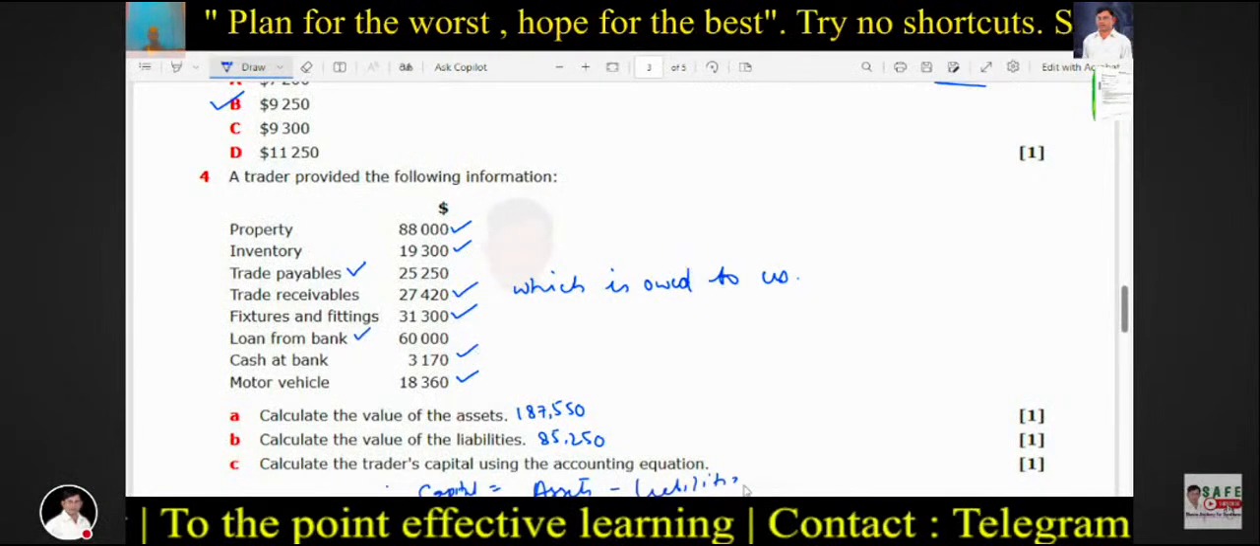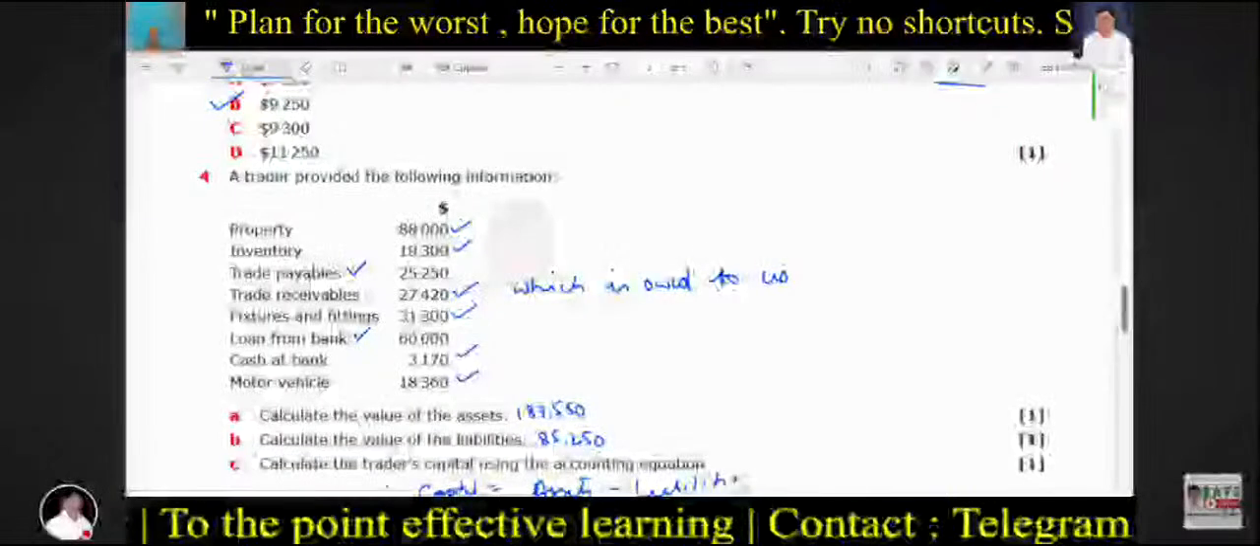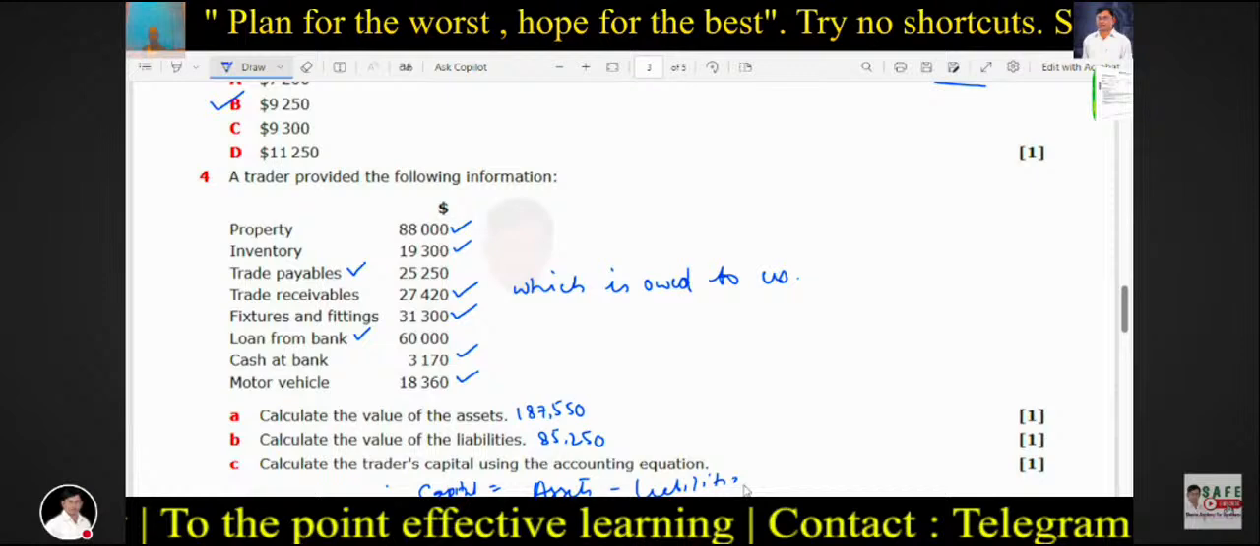So this is the accounting equation, right? So what is the other way we write? Assets is equal to liabilities plus capital. So how do we calculate? So 187,550 minus 85,250. So 102,300. This is the trader's capital.